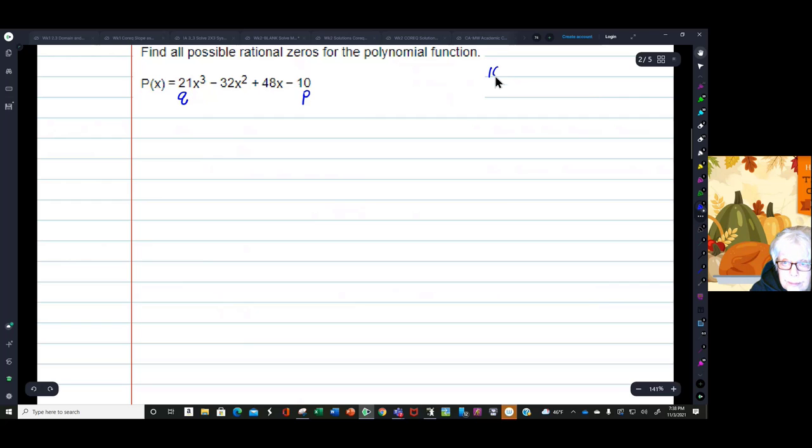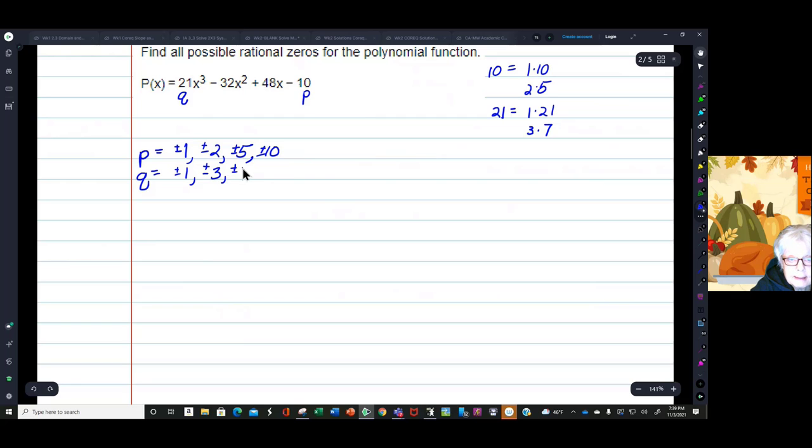Okay, 10 equals 1 times 10 and 2 times 5. So P will equal plus or minus 1, plus or minus 2, plus or minus 5, and plus or minus 10. Q will equal, well, let's see, we'll take 21, the leading coefficient. That equals 1 times 21 and 3 times 7. So plus or minus 1, plus or minus 3, plus or minus 7 and plus or minus 21.